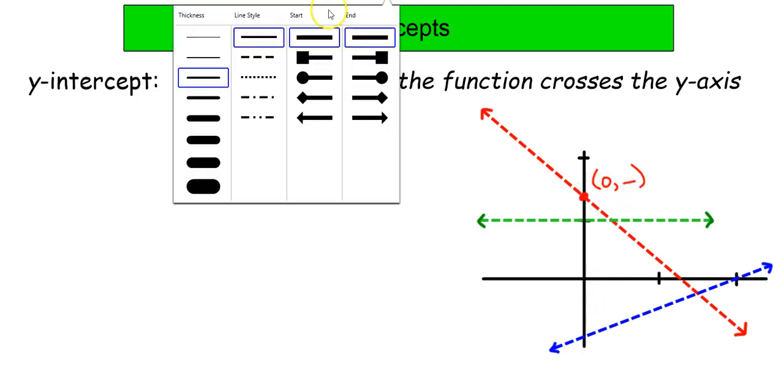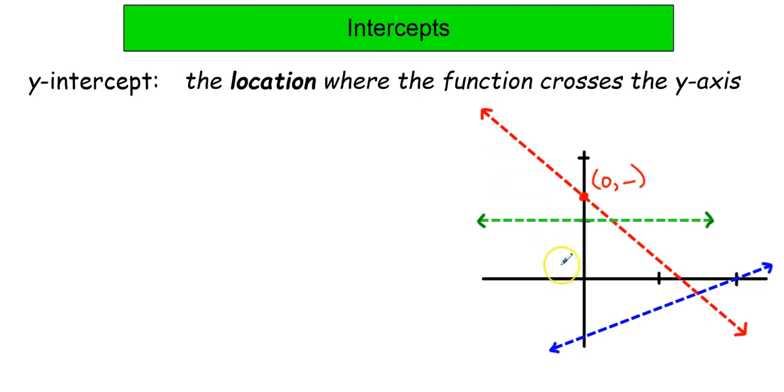Moving on to the green one. The green one is perfectly horizontal, but it does cross that y-axis, so it doesn't have an x-intercept, but it does have a y-intercept. We don't know how tall it is, so whatever that y-coordinate is, we don't know, but we do know that the x-coordinate is going to be 0 because we haven't moved left and right.